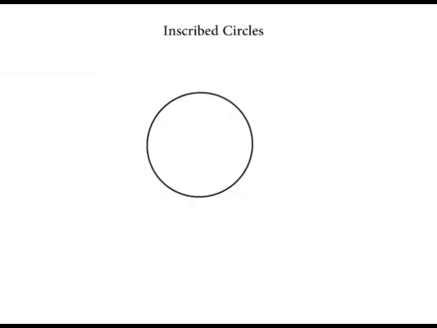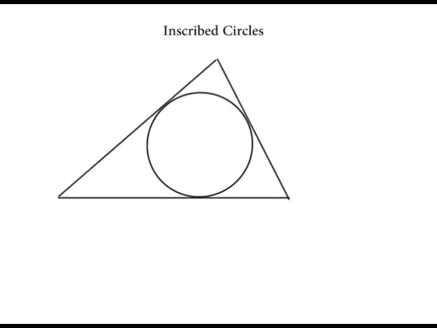Next, inscribed circles. Now, an inscribed circle is one that touches all the three sides of a triangle. Each side of the triangle is therefore tangent to the circle. The center of an inscribed circle is called the incenter of the triangle. To find this incenter, we bisect any two angles of the triangle. The point of intersection of the bisectors is the incenter.